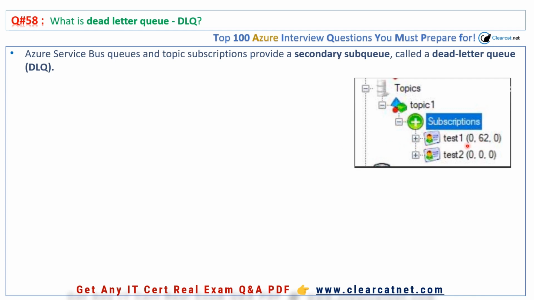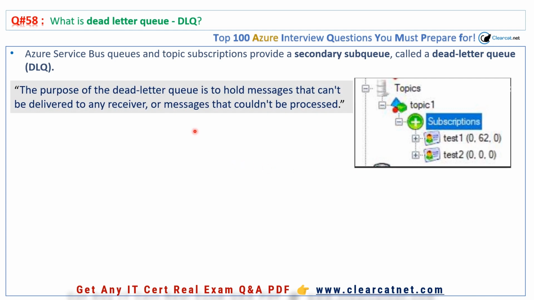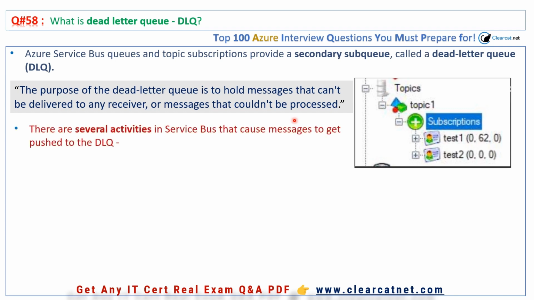So very first you can say that Azure service bus queues and topic subscription provide a secondary subqueue which is called a DLQ. Now the purpose of the dead letter queue is to hold messages that can't be delivered to any receivers, or any messages that couldn't be processed. Messages which can't be delivered and can't be processed further are known as dead letter queues. There are several activities in the service bus that cause messages to get pushed to the DLQ. You also need to explain what those activities are and how messages get pushed to the DLQ.